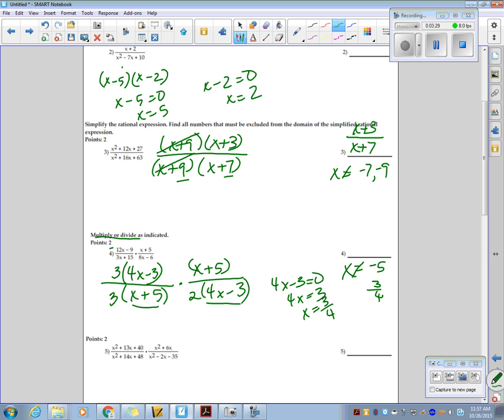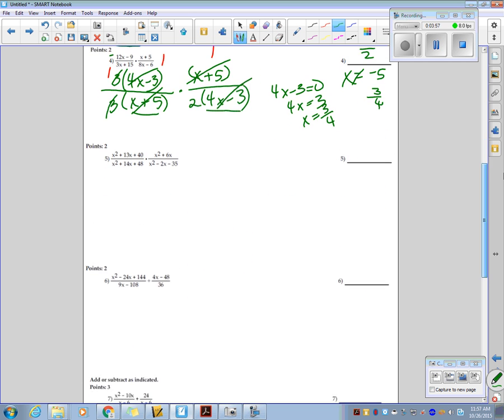So now we're ready to cancel. The x plus 5's cancel, the 4x minus 3's cancel, the 3's cancel. But here's the thing. Those are all 1s when you cancel. So I had a couple of wrong answers of 2 on there. It's not 2, it's 1/2. The 2 stays on the bottom. So be careful with that.